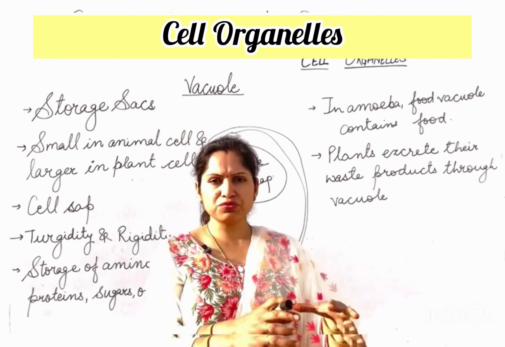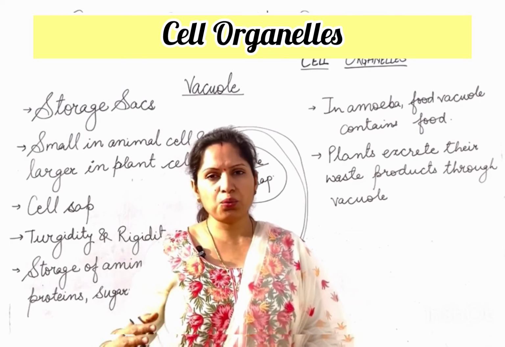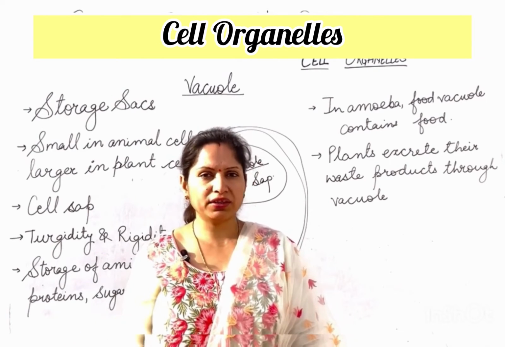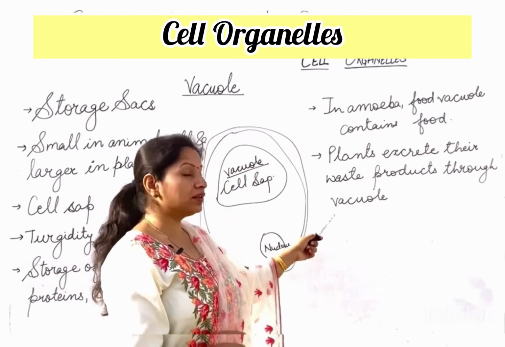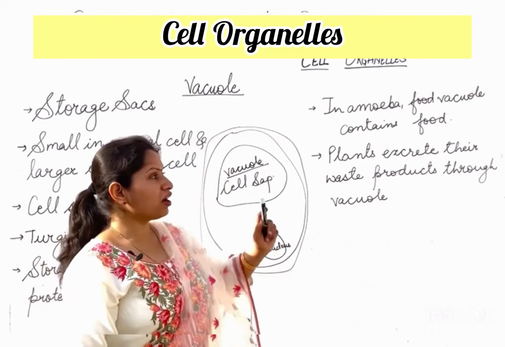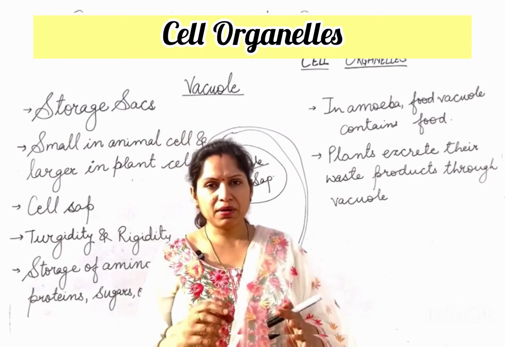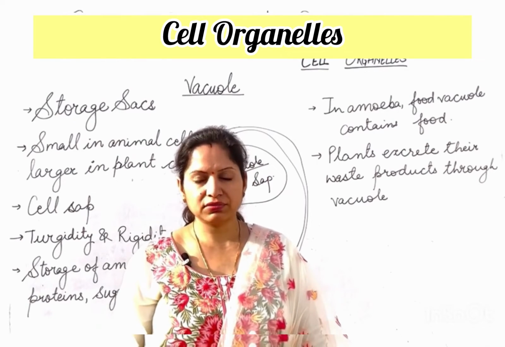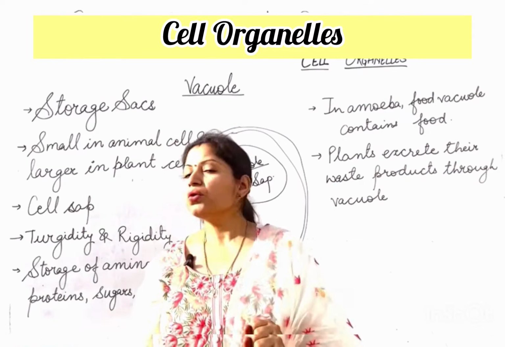For example, the plant has to remove some waste, so it can store it in the vacuole of the leaves, and when the leaves are shed off, along with the leaves, the vacuole will be taking away the excretory products of the plants as well. So plants use the vacuole as a method of excreting out their waste products. In case of amoeba, the food is also stored in a vacuole. Amoeba takes in the food through its cell membrane and forms a food vacuole around the food material, and then the food will be digested by amoeba.